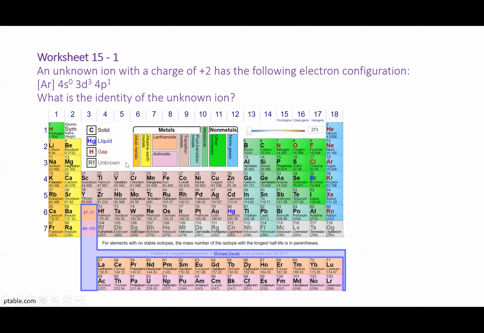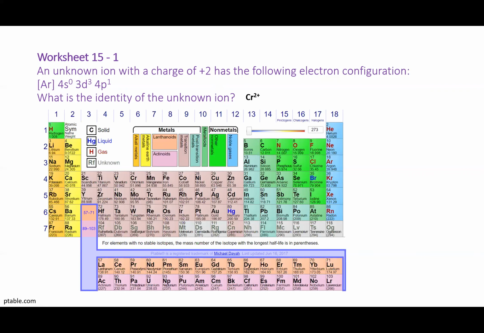Okay, so looking at this, let's count our electrons then. So if both our s electrons or 2 electrons have been gone, let's count our d electrons. We have 1, 2, 3, 4, which brings us to chromium. So our answer should be chromium 2+.